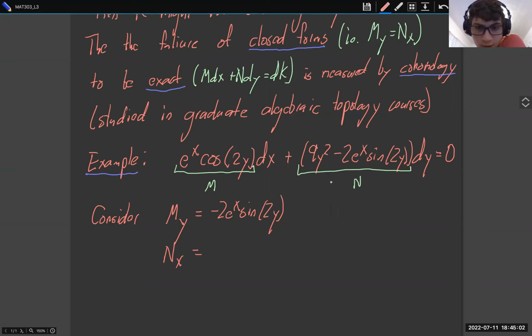Minus 2 sine 2y e to the x. Yeah, because the only thing that depends on x is this, everything else is a constant, so this goes away, and the derivative of e to the x is e to the x. And in particular, these expressions are equal.